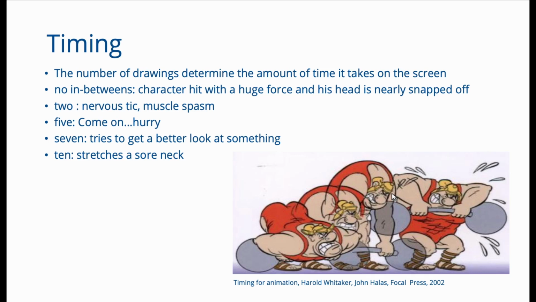So different kind of movements have different kind of timings. So a nervous tick might be 2, whereas if you are trying to animate this phrase, "come on, hurry," that sequence might be 5, while stretching of a sore neck may be at 10. So this 2, 5, 10, right, can be frames, or you can take them as relative units of whatever unit you are counting your time in.